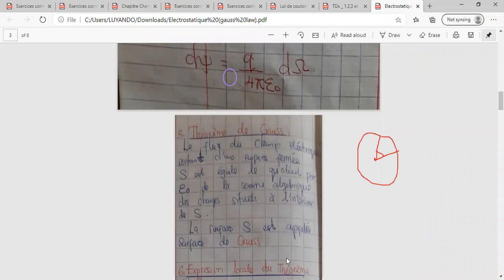So here they're just trying to give you a definition. And when you hear surface de Gauss, they're simply telling you the surface on which we're trying to calculate the flux. And if you hear Gauss, know that we're finding flux on a closed surface. That's the only time we have to use the theorem de Gauss.